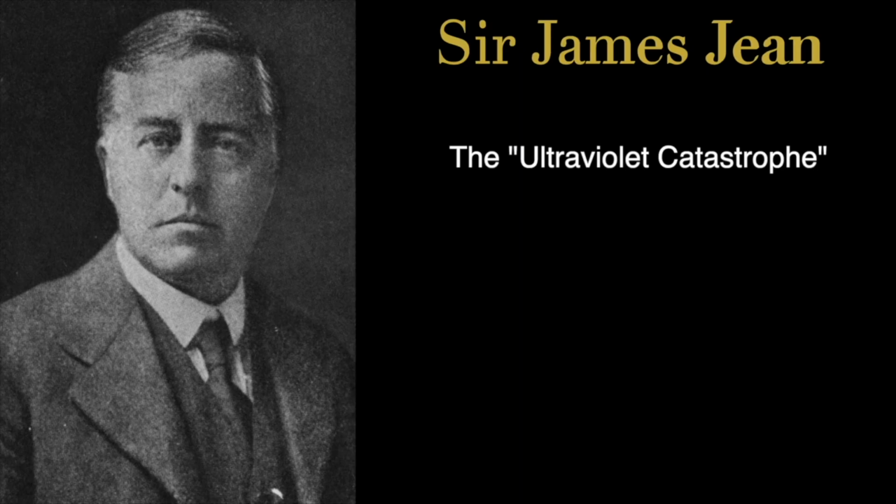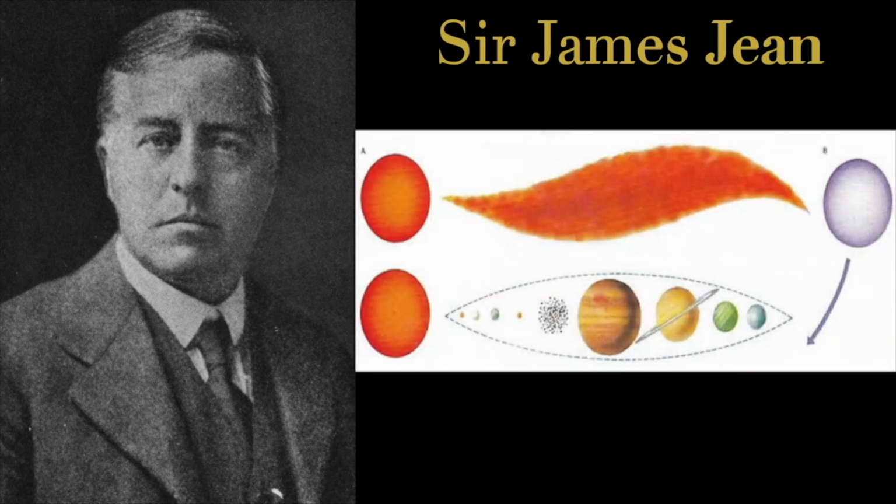Jean also disagreed with Laplace about how the solar system formed, and he thought that the planets were birthed from the sun due to a near collision with a passing star, giving birth to a conspiracy theory that still exists in small pockets today. James was a strange one.